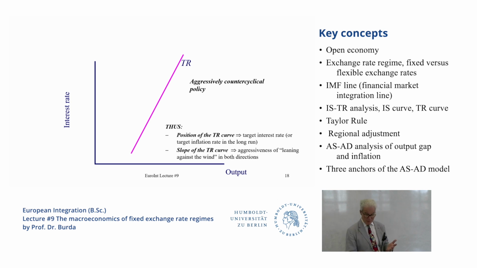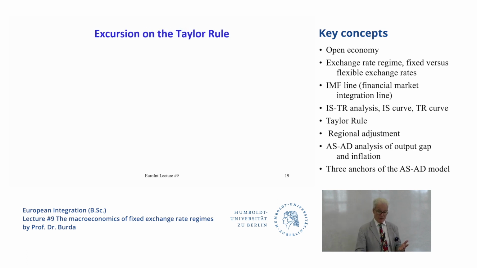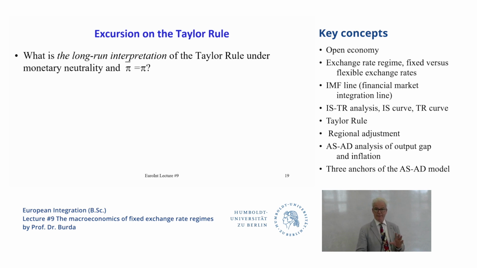So we're almost done now. We've got the TR curve, we've got the IS curve, we've got this IFM curve. Just one more remark. The central bank controls the inflation rate in the long run. If Turkey has an inflation rate of 100%, it's Turkey's fault. It's not the Turkish population's fault.